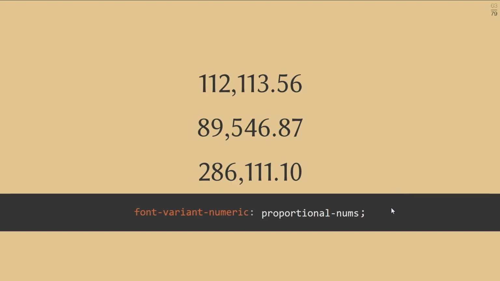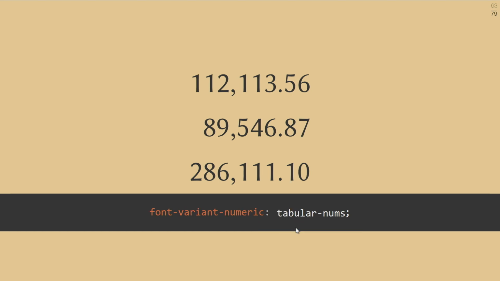Similarly, proportional numbers. If you've got numbers in a table and you want to quickly see where they are, you want them to line up in columns, and you don't want to have to use a fixed width font because that looks ugly. So instead you say just the numbers. You want them, instead of being proportional, you want them to be tabular, like that. And then the numbers all line up.